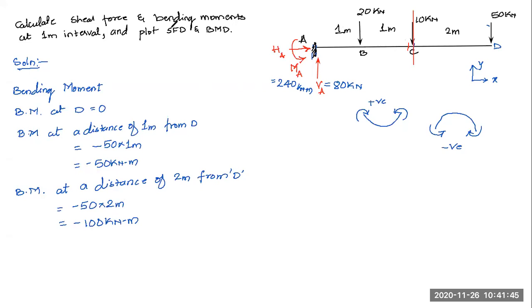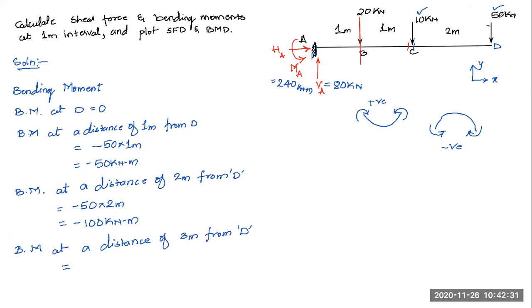Now this is at 2 meter interval. Next, if we move ahead by another 1 meter, I'll reach this point B. The section will be exactly at point B. What will happen to the bending moment value? The bending moment at a distance of 3 meters from D. I'm taking D as my reference starting point, that's why I keep saying 3 meters from D or 2 meters from D. What are the forces to the right of the section? We have this 10 kilonewton load, and also this 50 kilonewton load.